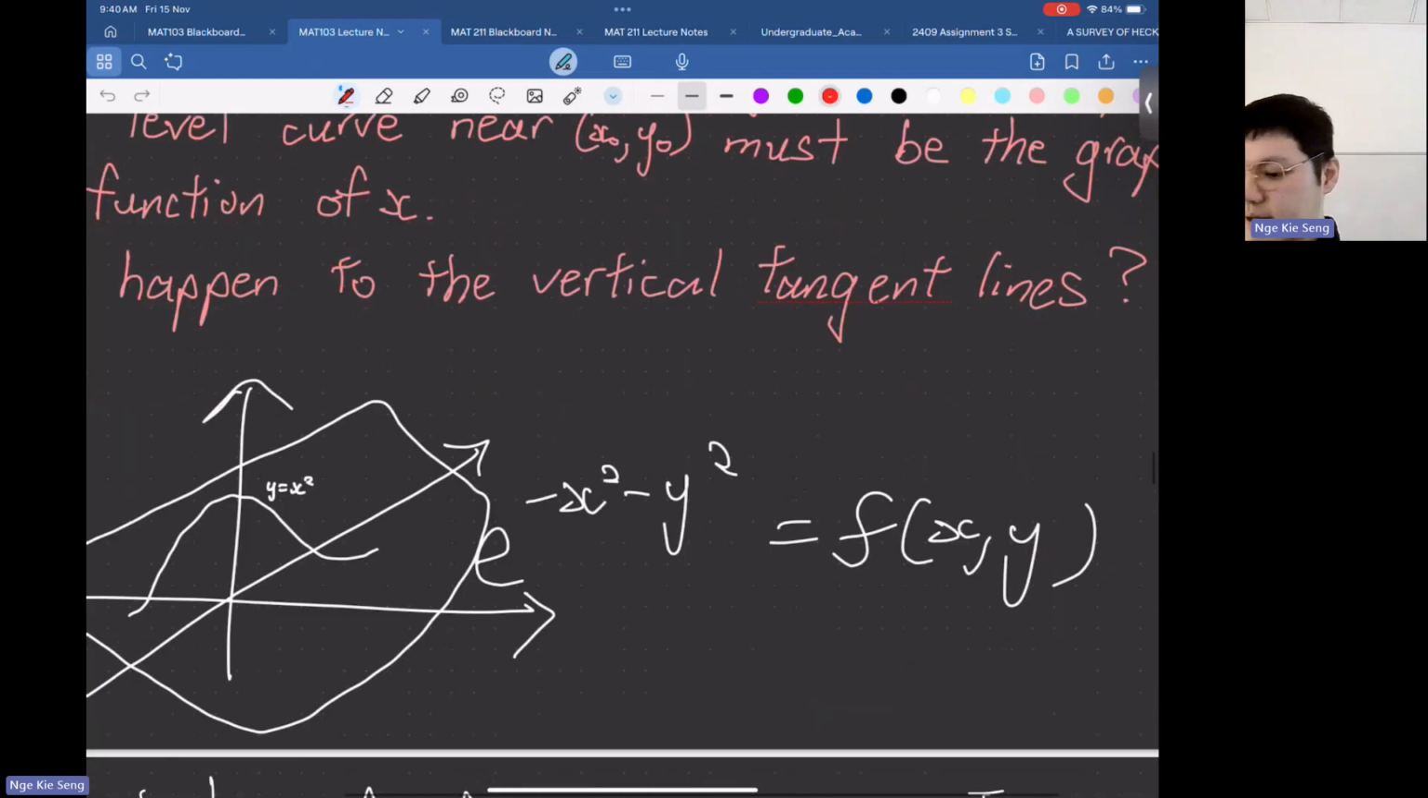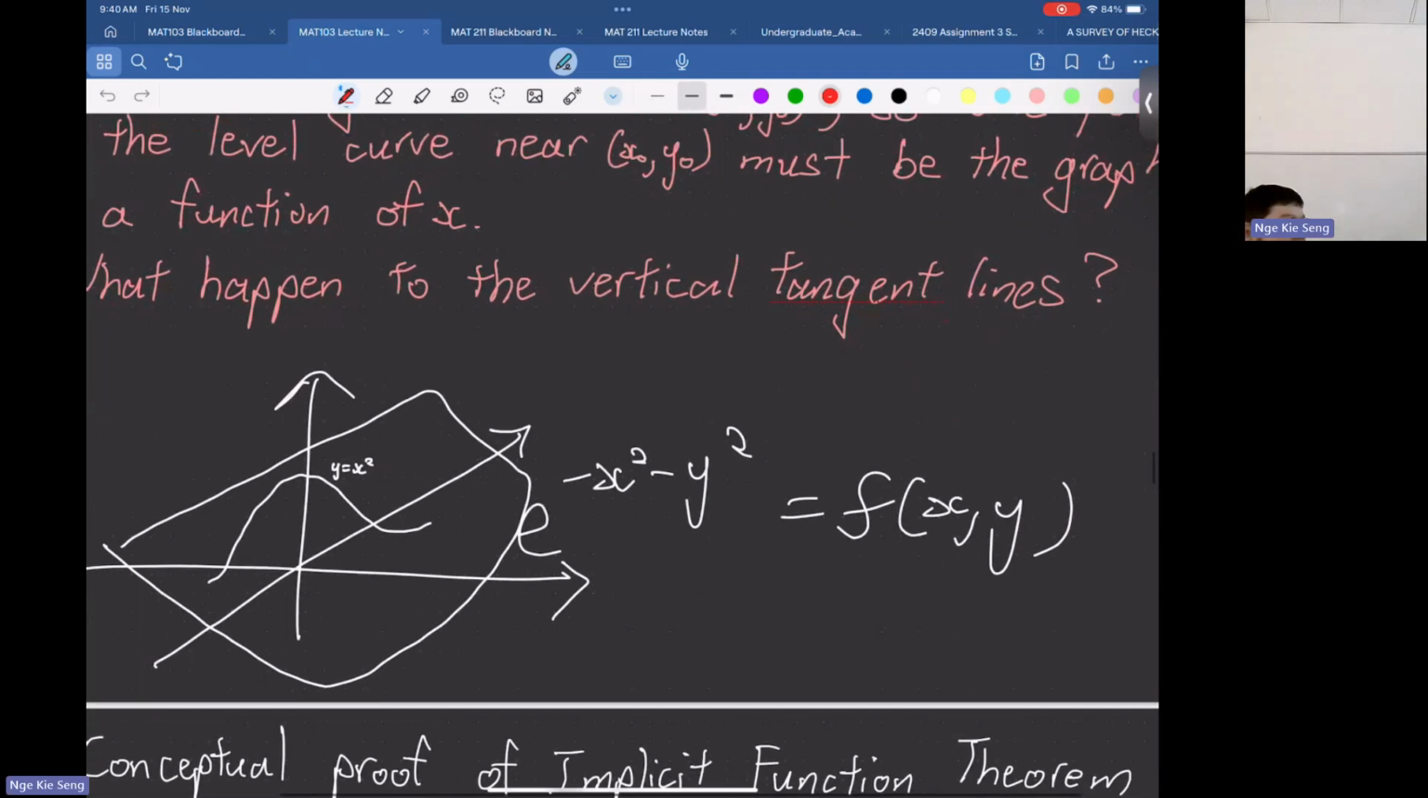Okay, for example, let's look at this picture here. Let's say this is a surface, f(x,y) equals minus x squared minus y squared. Hey, does this function appear in your probability class? Minus x squared minus y squared.